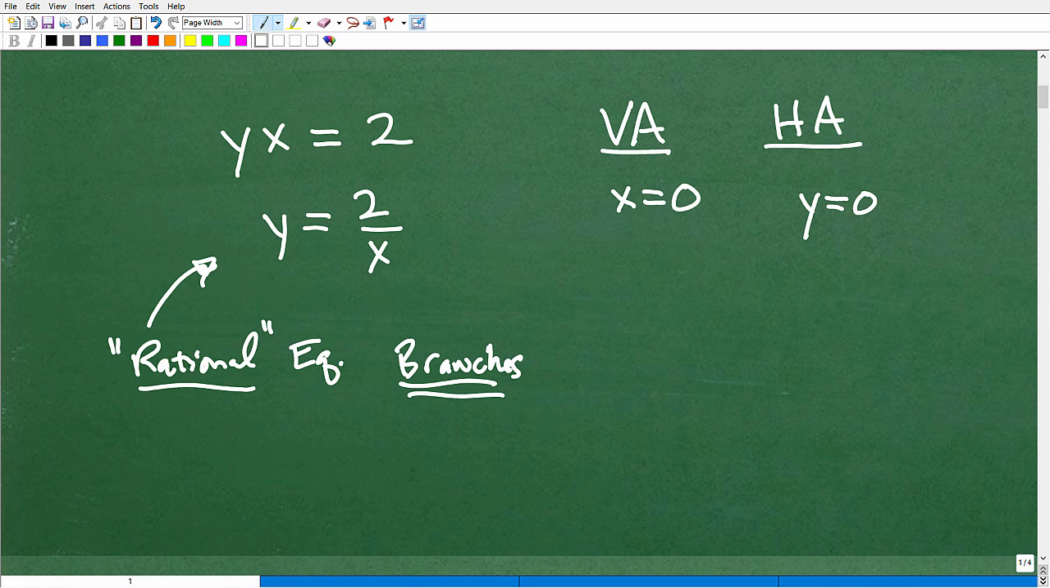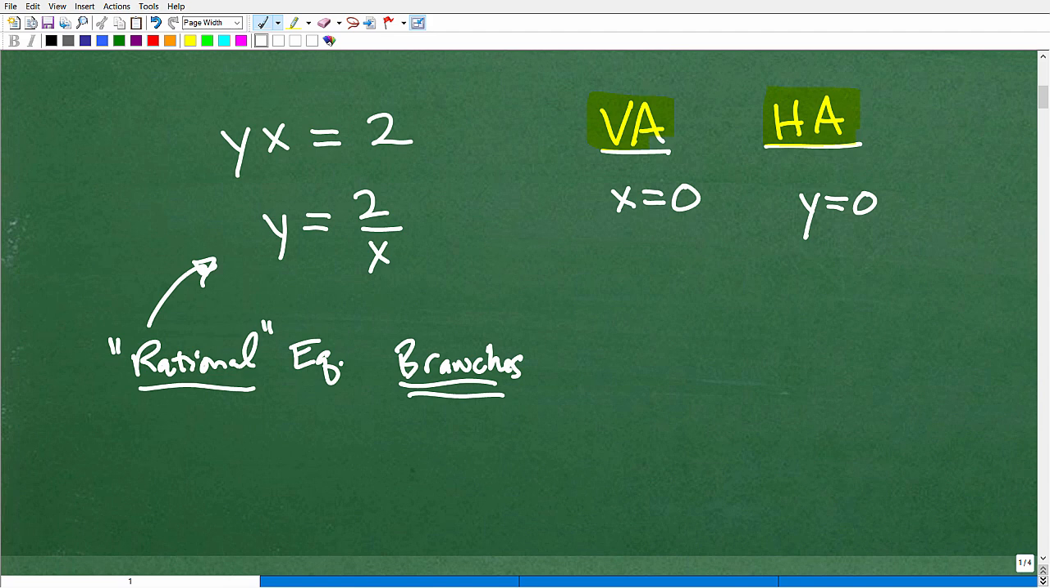We need to know where they're allowed to go on the XY plane. And that gets us into this concept of vertical asymptotes and horizontal asymptotes. Now, this is a very, very quick crash course on this.